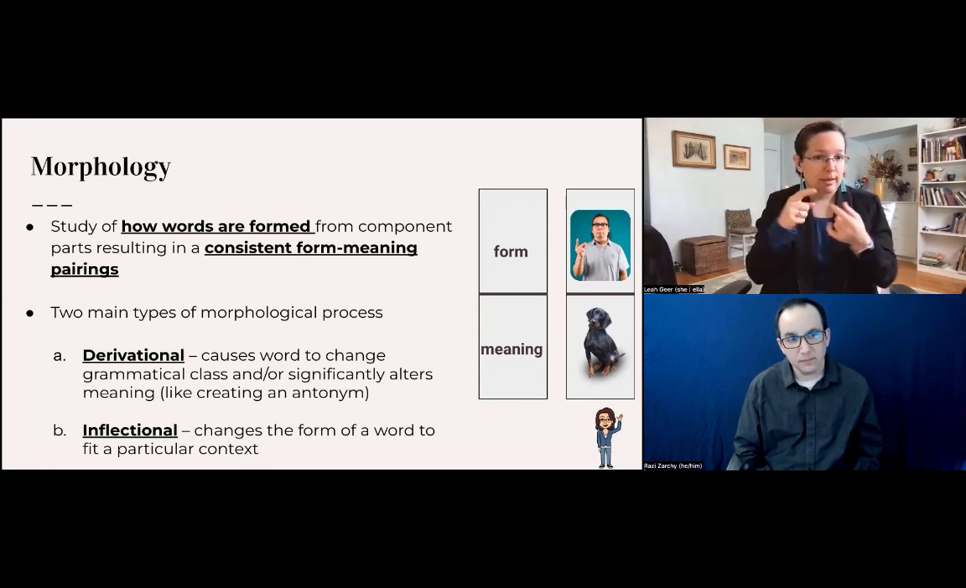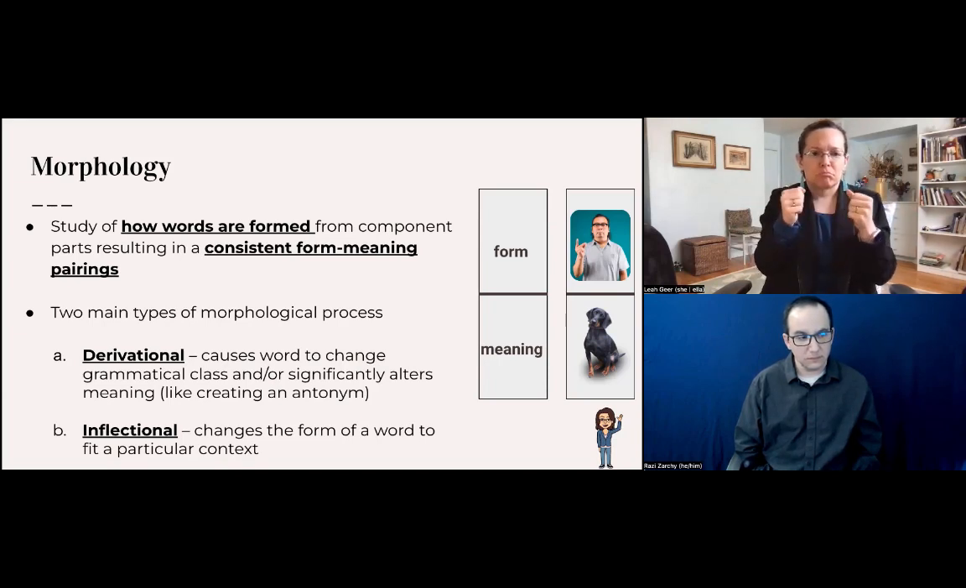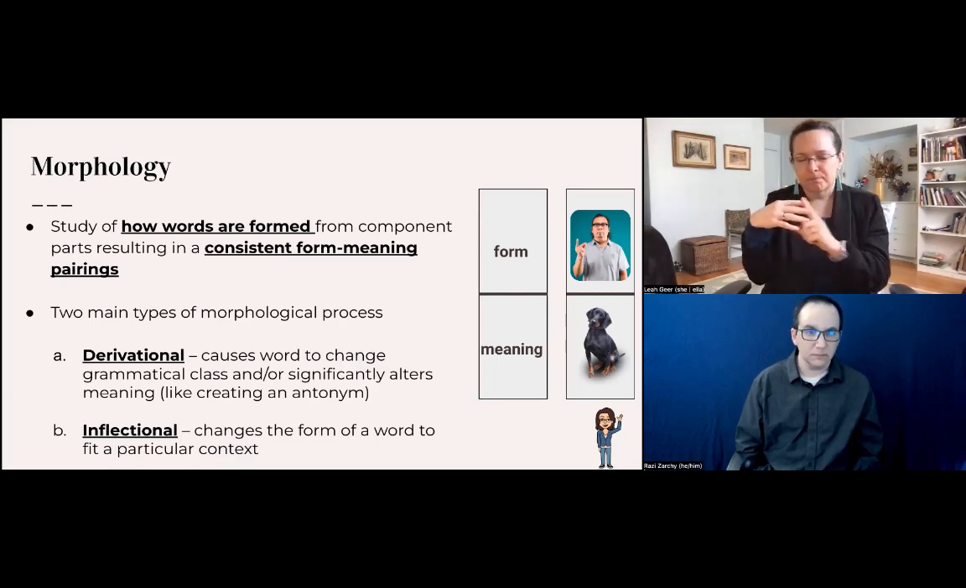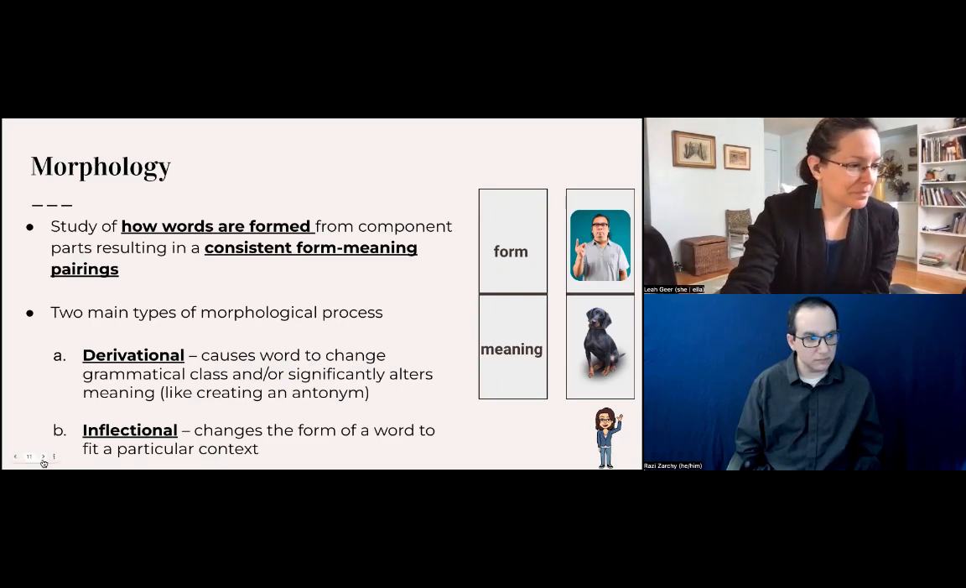Inflectional morphology, on the other hand, we sign this way. It is an initialized sign. We could spend some hours talking about opinions about that another time, but we sign it in this way because it refers to the change from a word to fit a particular context. It's not a great change, such as derivational, but it is significant enough that it modifies the word to fit within this context. And some examples of derivational morphology and inflectional morphology are what our next slides are going to show.